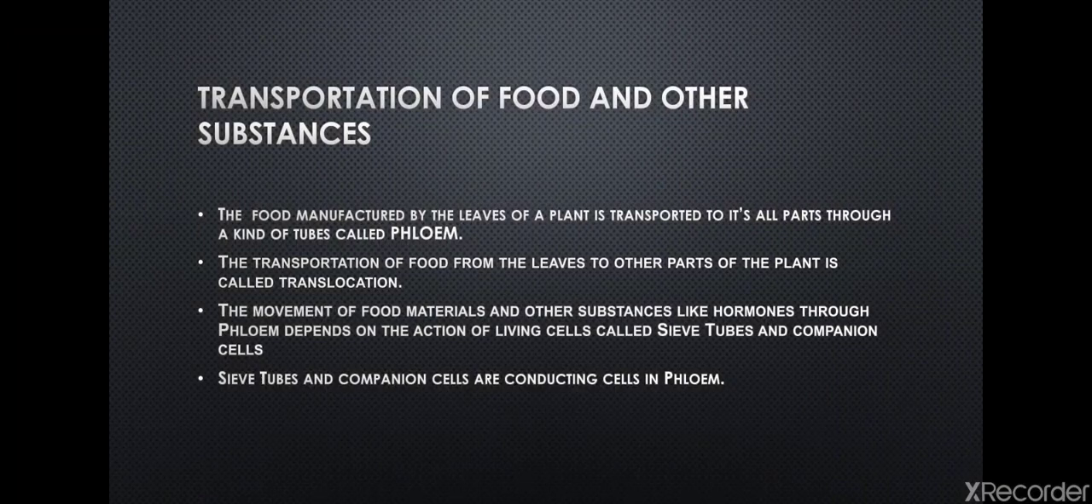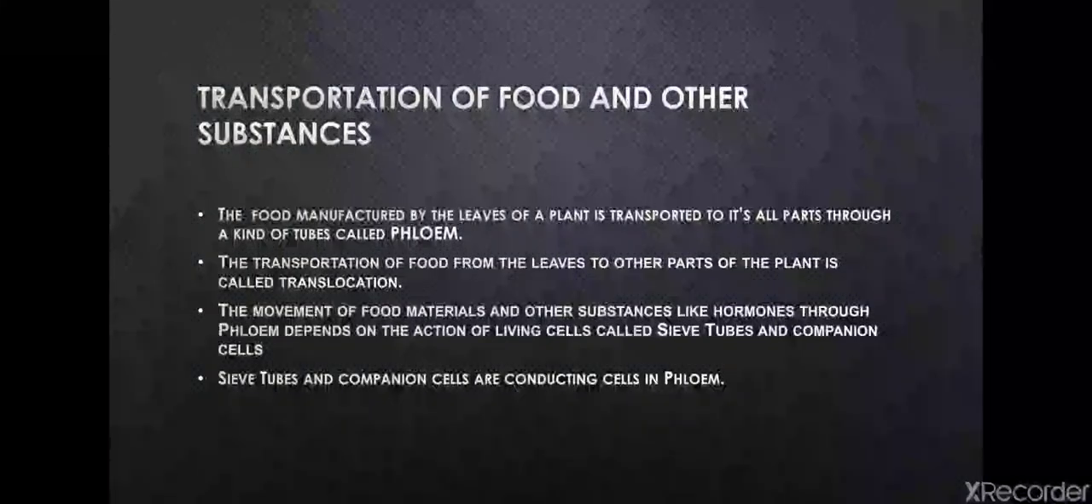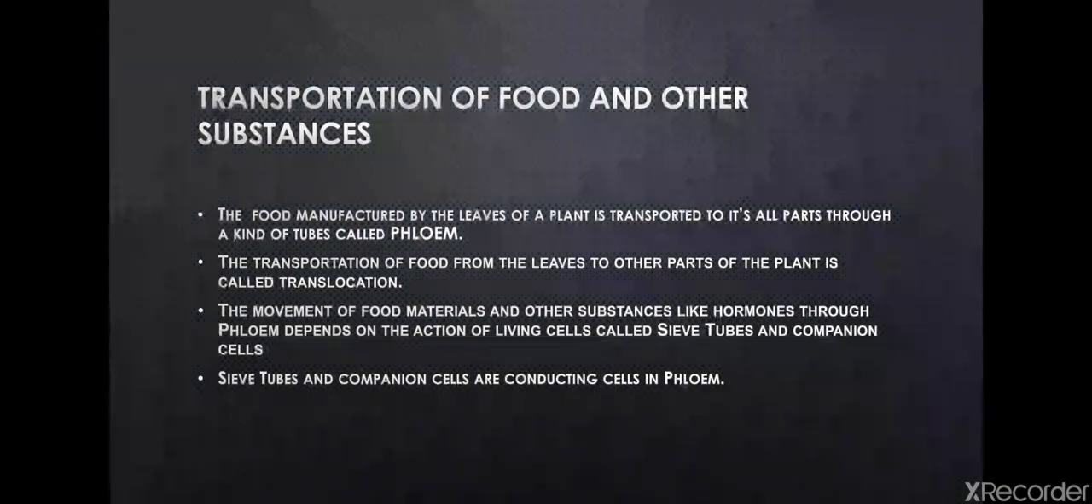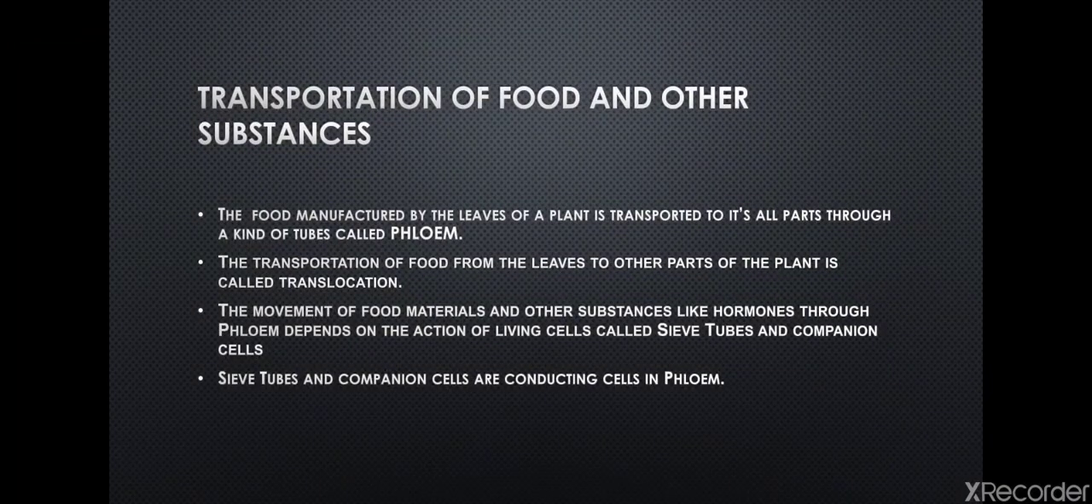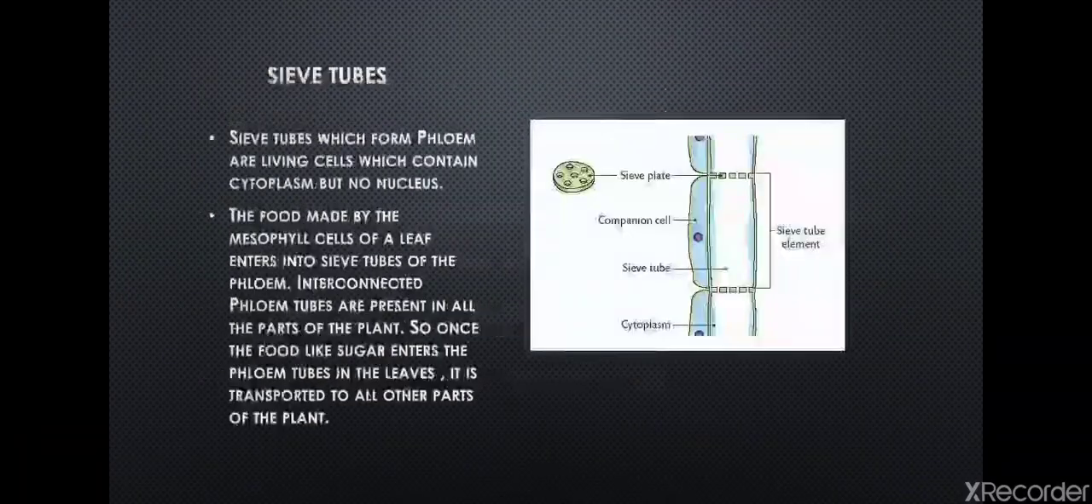The movement of food material and other substances like hormones through the phloem depends on the action of living cells called sieve tubes and companion cells. Basically these are two conducting cells in the phloem which help in the transportation of food and other substances throughout the plant. Here we have sieve tubes. Sieve tubes which form the phloem are living cells which contain cytoplasm but no nucleus at all.